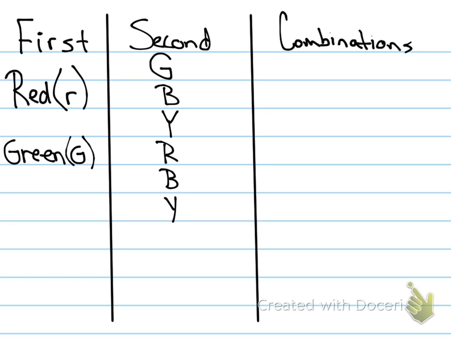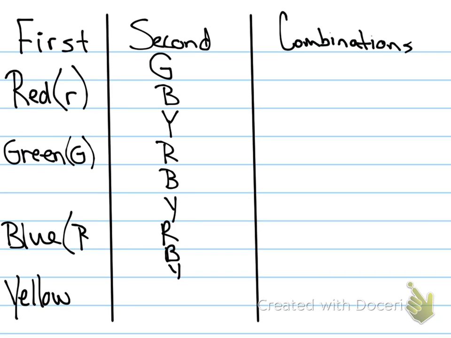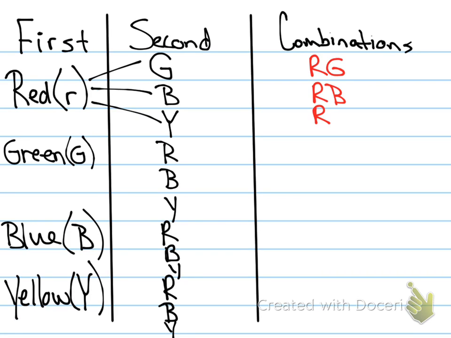Okay, now I want you to fill in the other 2 colors. For blue and yellow, what would my options be for the second session? All right, so blue and then yellow. All right, and what I'm doing here is I'm just starting to match them up now. Again, I'm bridging them across. So red and green, red and blue, red and yellow are possible combinations, and I'm going to just continue down the list and match up my combinations.